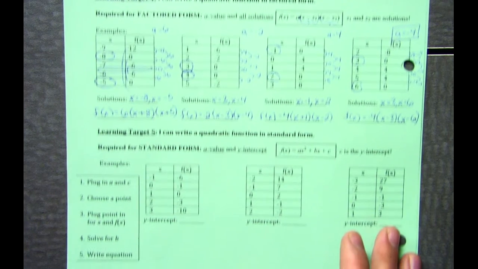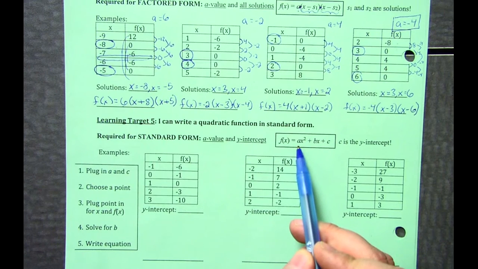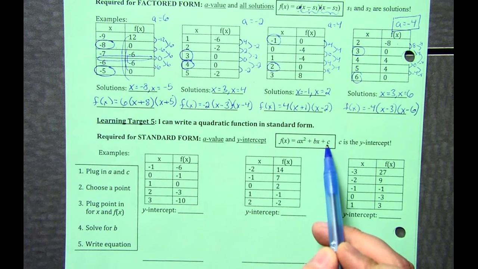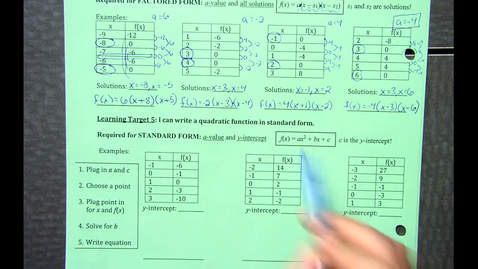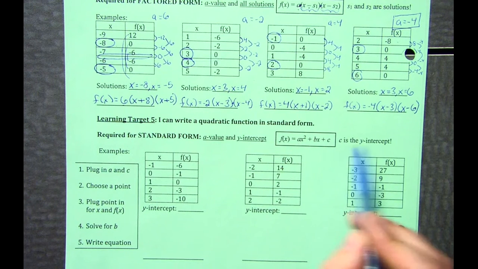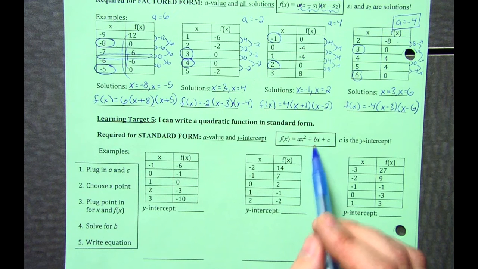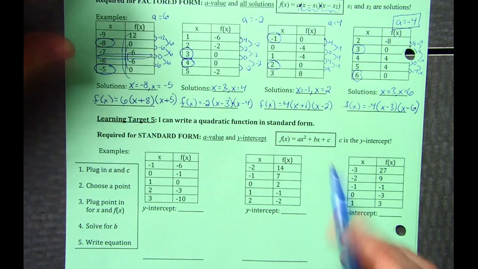And for standard form, it looks like this. We have f of x equals ax squared plus bx plus c. A is the same A we've always been finding. It's half of the second change. And C is just the y-intercept. Then we're going to use those two values together with any point that we want to find B. So here's how we do that.